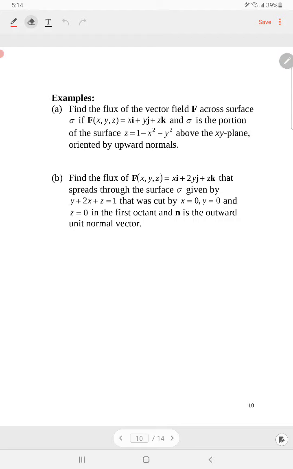We are still on surface integral of a vector field, where we use it to find flux of a vector field. Now I'm going to show you an example. Let's look at example A.